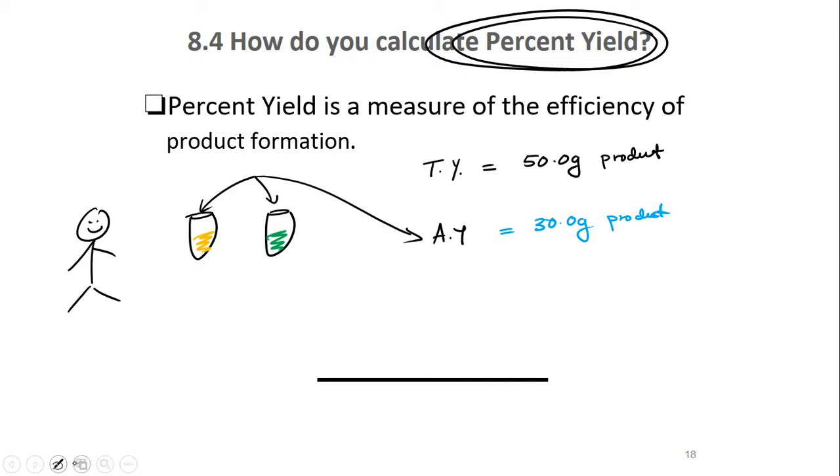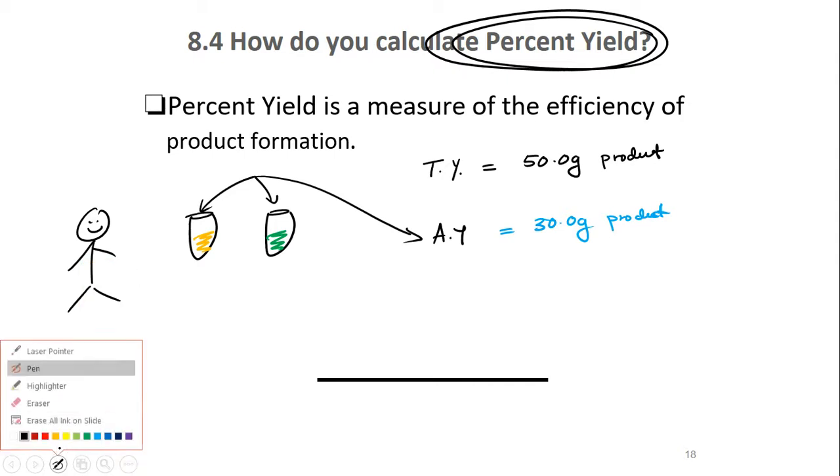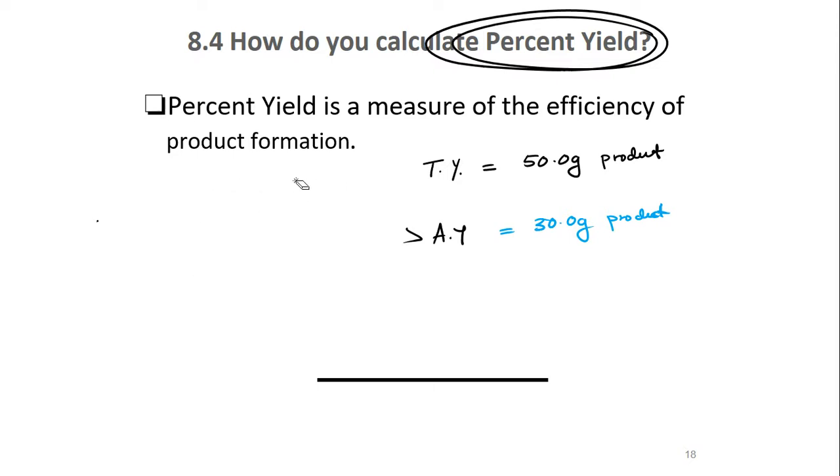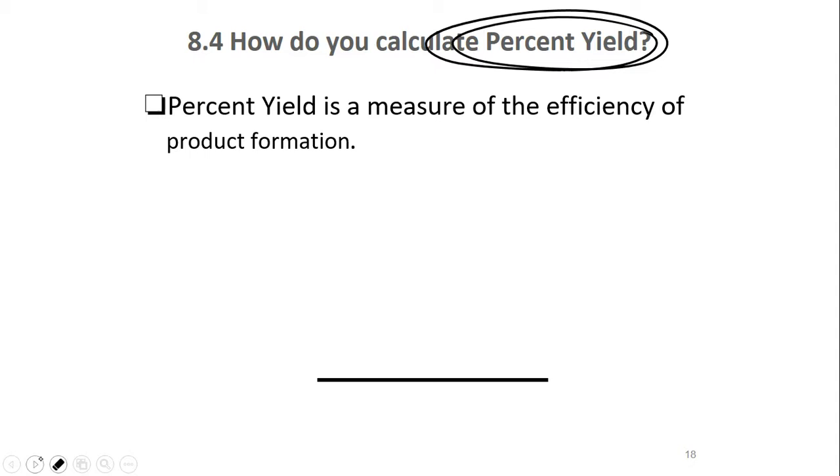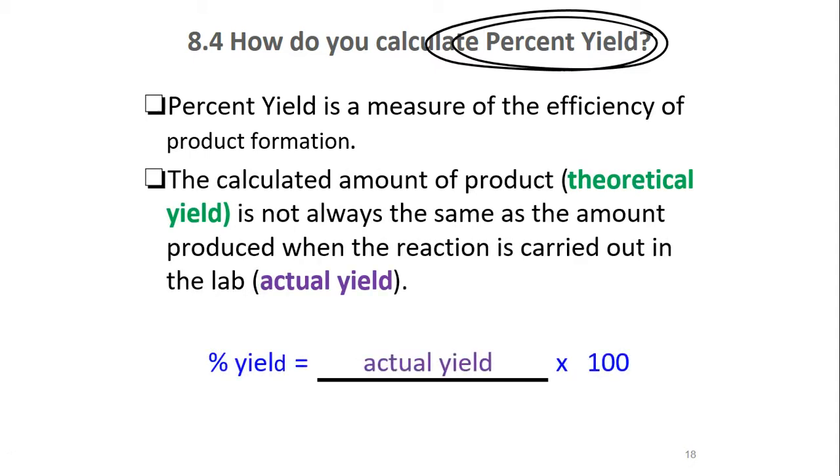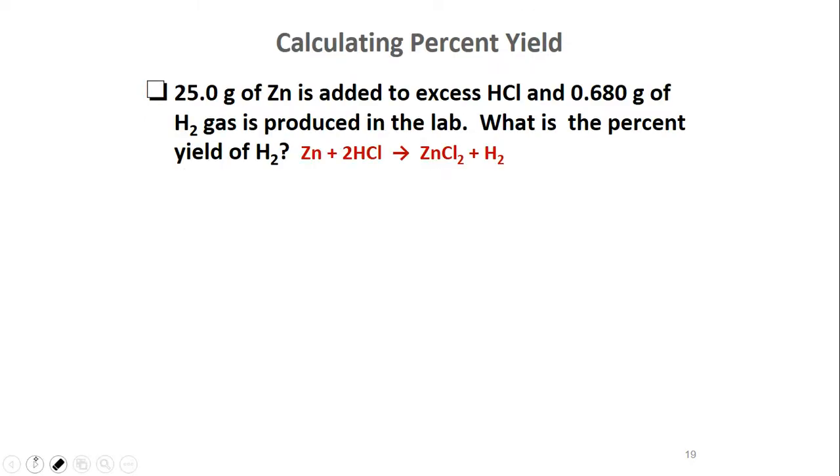Okay, so let's look at the very simple equation you're going to use to do this percent yield calculation. Percent yield is equal to the actual yield, like how much did you actually get from an experiment in the lab, over the theoretical yield, that's the amount you got from your calculations, times 100. Super easy, okay? But in order to do this kind of calculation, we need both the actual and the theoretical yield, okay?